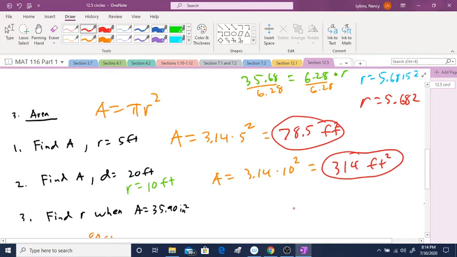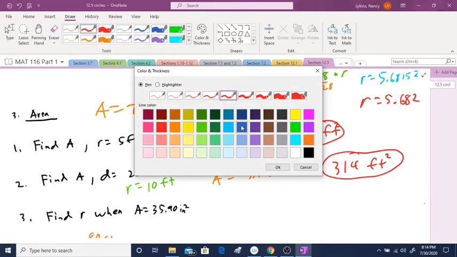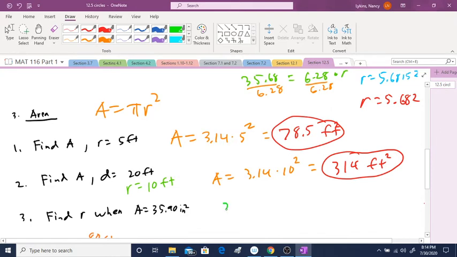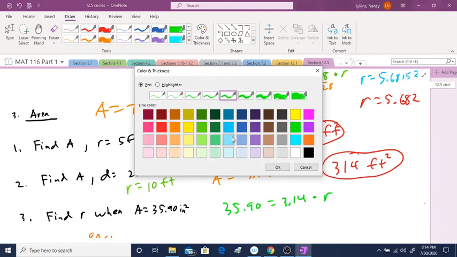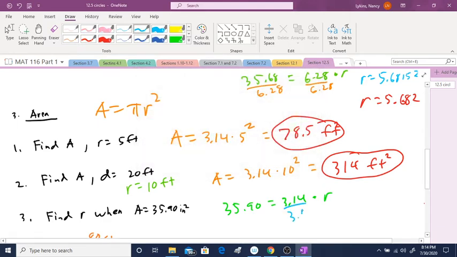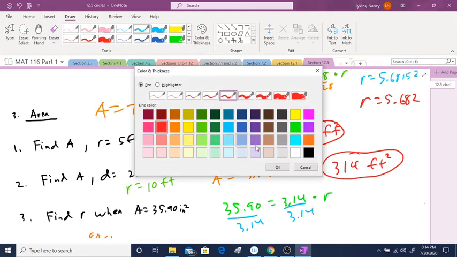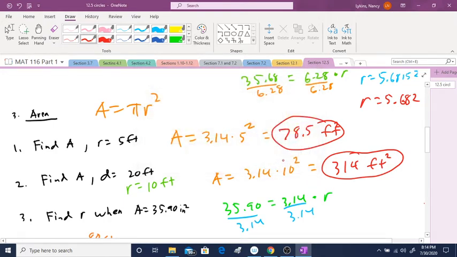So the last one, find R when you know the area. So in this case, I'm going to say 35.90 equals 3.14 times R squared. Then I'm going to divide by 3.14. So now I'm going to just type this in my calculator, 35.90 divided by 3.14.